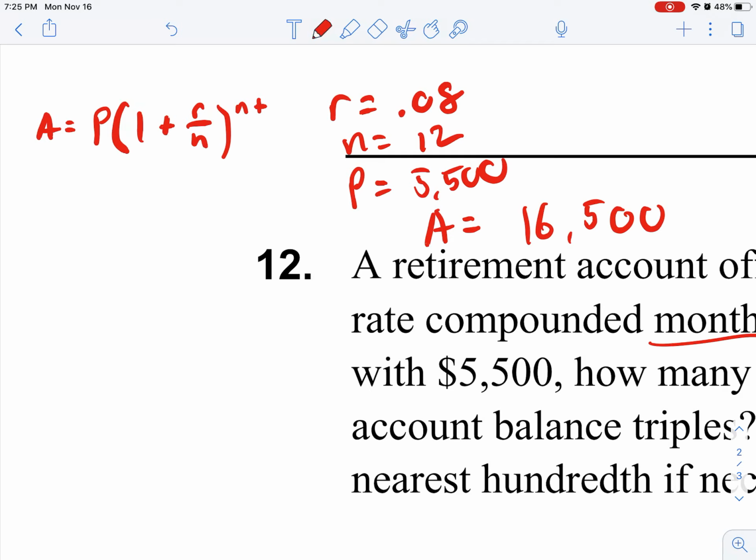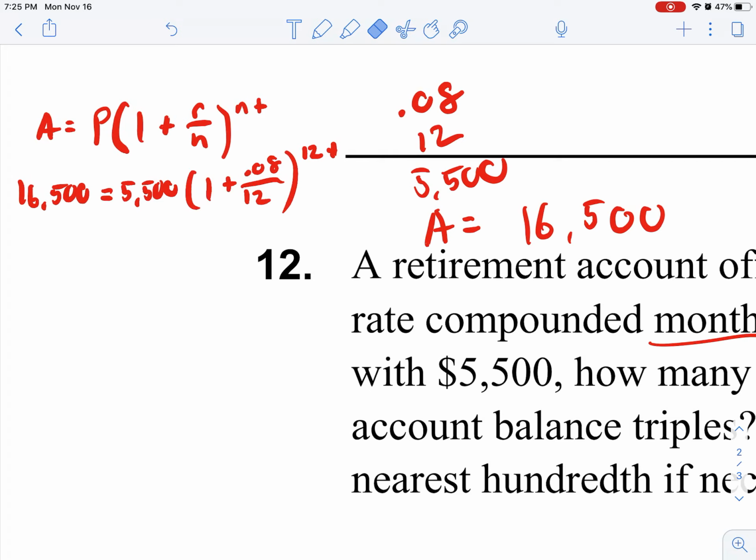Let's get rid of that. So here we go. So our A is 16,500. Our P is 5,500. I can't wait to cancel some of these things out so I don't have to worry about them. 1 plus our rate, 0.08 over 12. Our N is 12T. So since I have all that written down, I'm going to get rid of some of this stuff so that I don't run out of room.